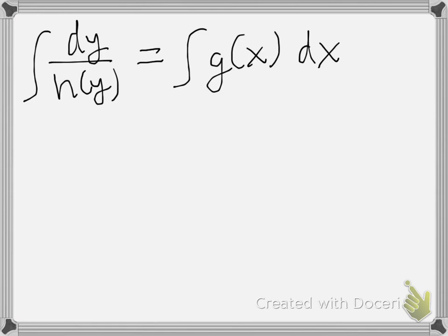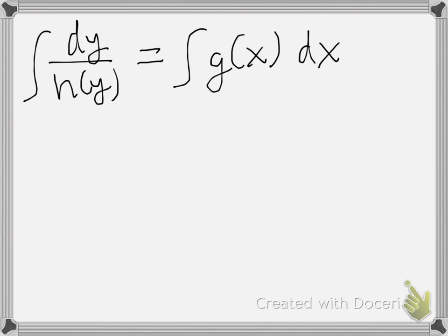Then you integrate both sides of the differential equation. So you get the integral of dy over h of y equals the integral of g of x dx. And this is the approach. The method for solving a separable differential equation is based solely on integration. You just separate the variables on opposite sides of the equation, and then you integrate.